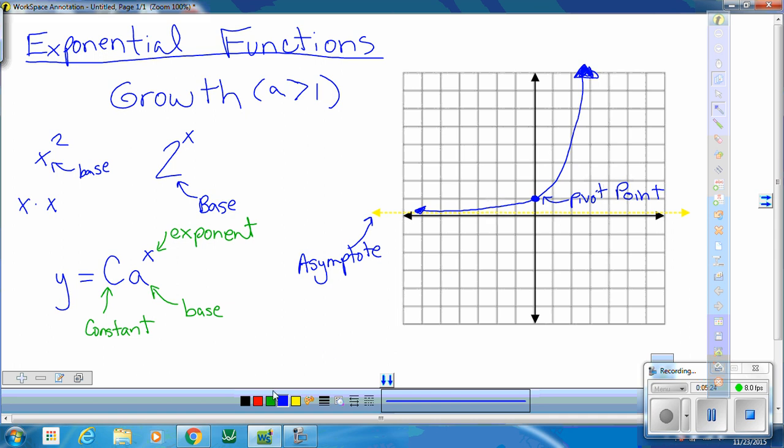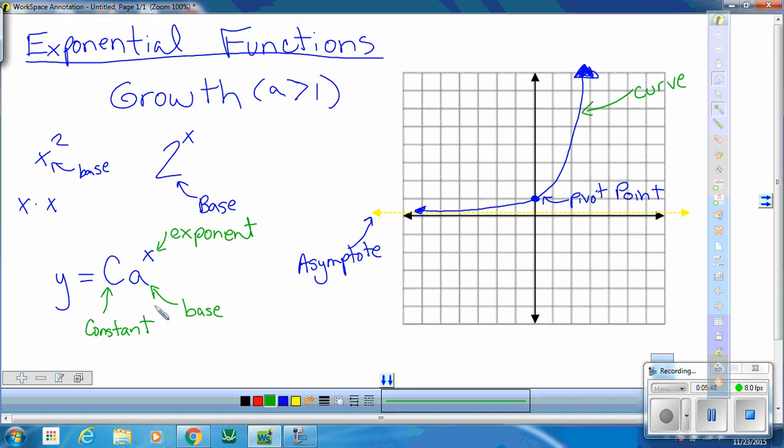And then the curve itself, that's the actual graph. Like we had a parabola for the quadratic, that was its shape. The exponential growth is this curve. So it flattens out on one side, and then it gets really big, really quick on the other. And so these are the three parts of the exponential graph that we're always going to be looking for: the asymptote, the pivot point, and the curve.